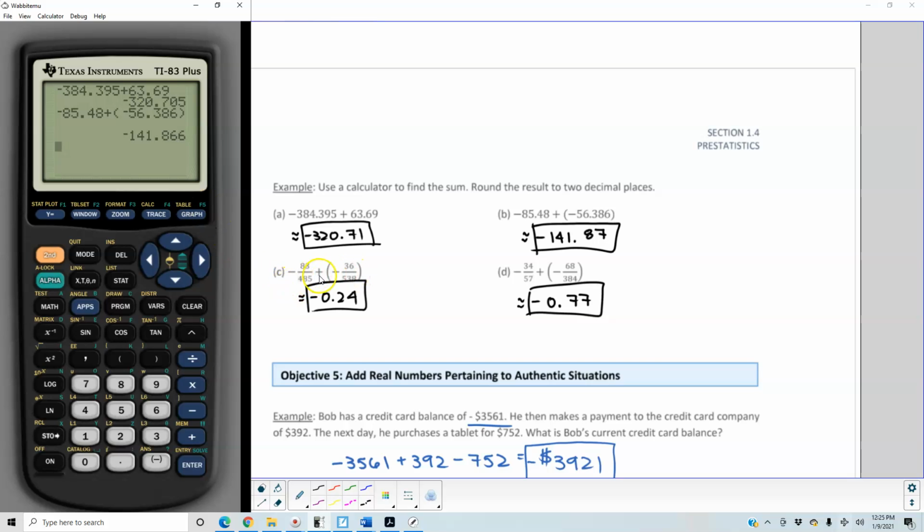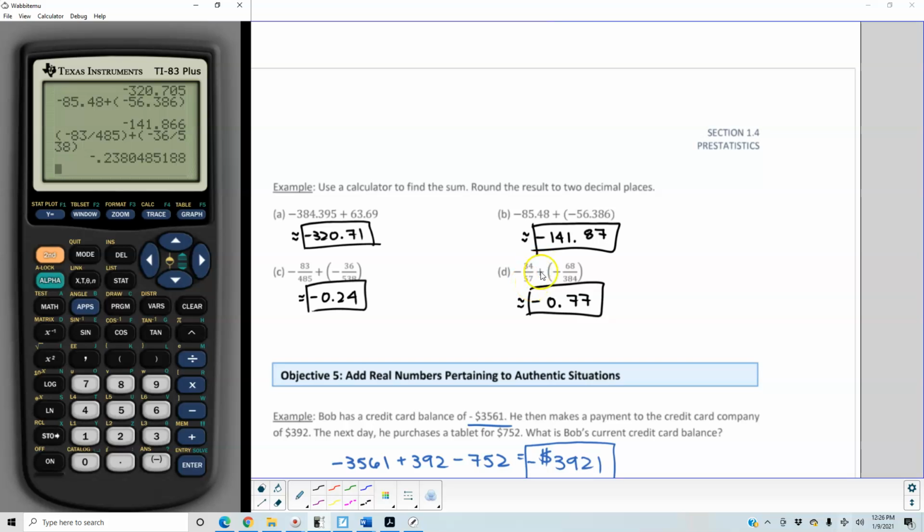Next one, we have 2 fractions. Remember, we're going to use parentheses and then use your negative sign, and then we have 83 divided by 485, and then close the parentheses. Then we use the plus sign, and the parentheses again, and the negative sign, and that's 36 divided by 538, and then close the parentheses, and hit enter. Now, we want to make sure that we round it to 2 decimal places, so it's negative 0. Rounding that second decimal place up because of the 8 becomes negative 0.24.